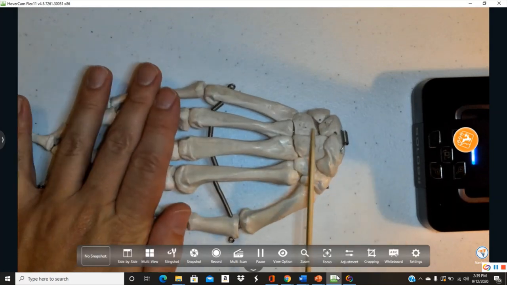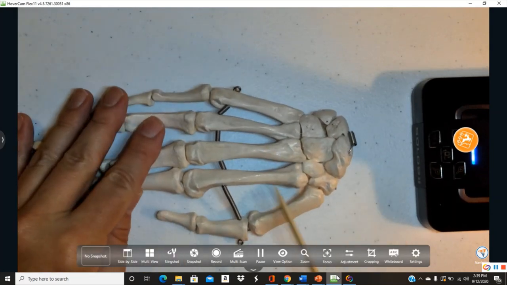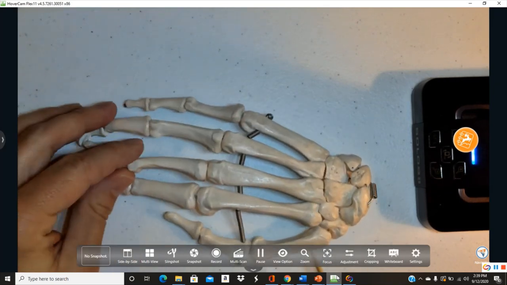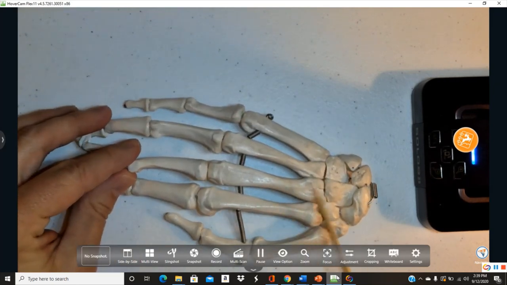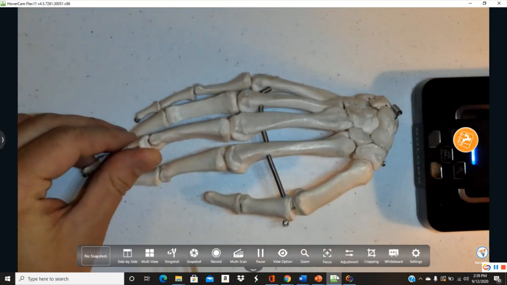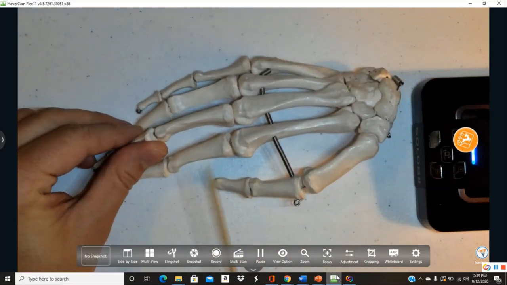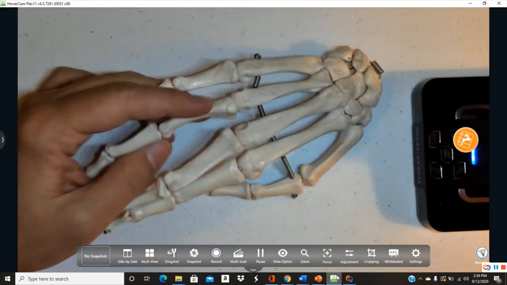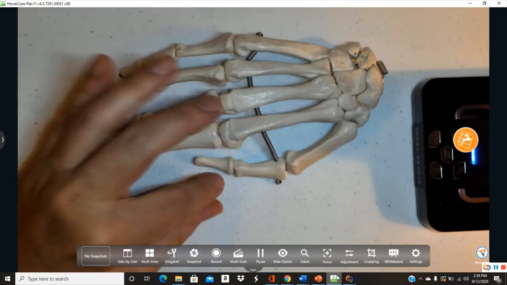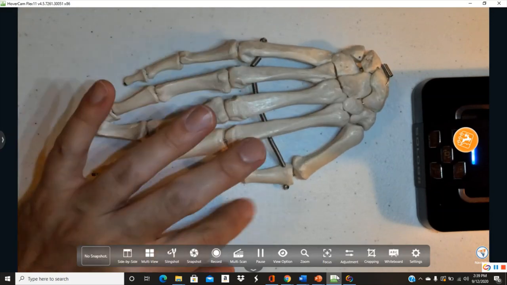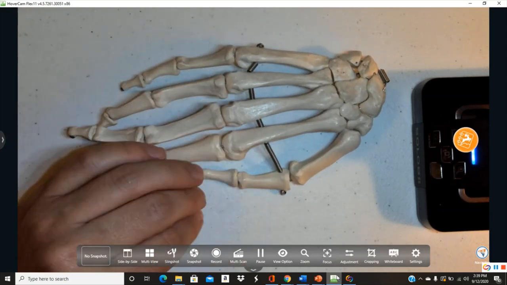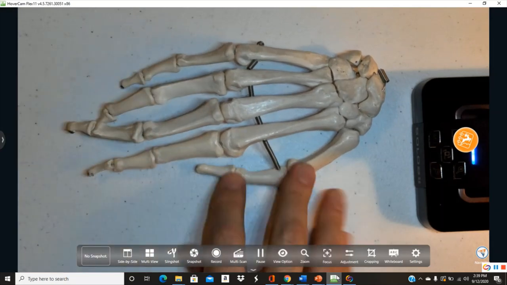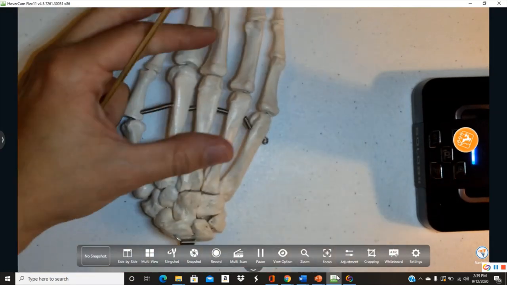Attached to the carpals are the bones here, here, here, here, and here, five, called metacarpals because they meet the carpals here. Then we have the finger bones here, called the phalanges. And we're going to get into the phalanges. Some have three, some have two, depending on if you're digit number one or digits numbered two, three, four, or five.